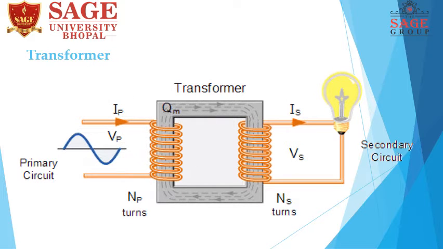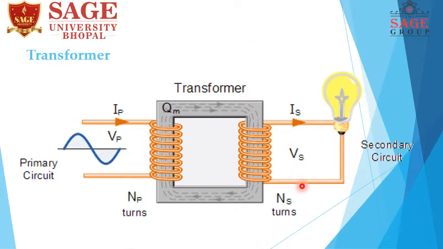This is the transformer diagram. This winding is the primary current. This is the primary voltage. This is the primary number of turns. This is the secondary number of turns. This is the secondary voltage, and this is the secondary winding's number of turns. And this whole internal diagram is a transformer.